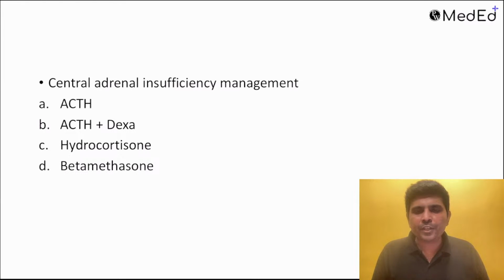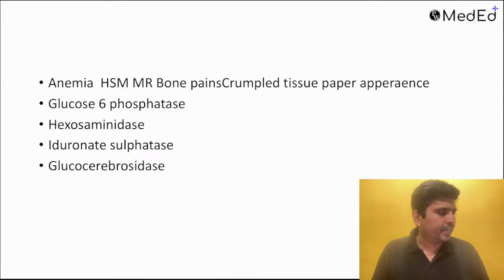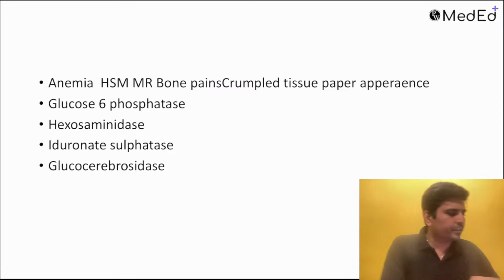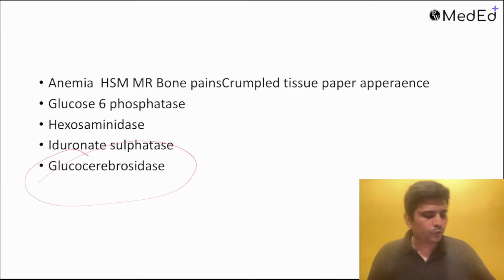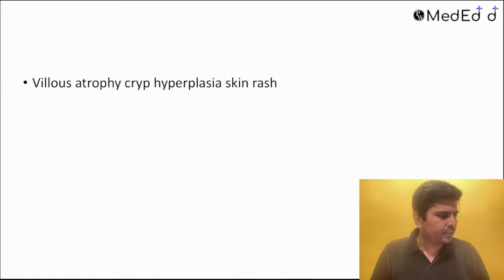Central adrenal insufficiency. Yesterday, one question asked on paper 1. The drug of choice is hydrocortisone alone. Right? Best investigation of Wilson is hepatic copper. Anemia, hepatosplenomegaly, bone pain, crumpled tissue paper appearance. You all know this is such an easy question. Glucocerebrosidase. Villus atrophy, crypt hyperplasia must be due to celiac disease.